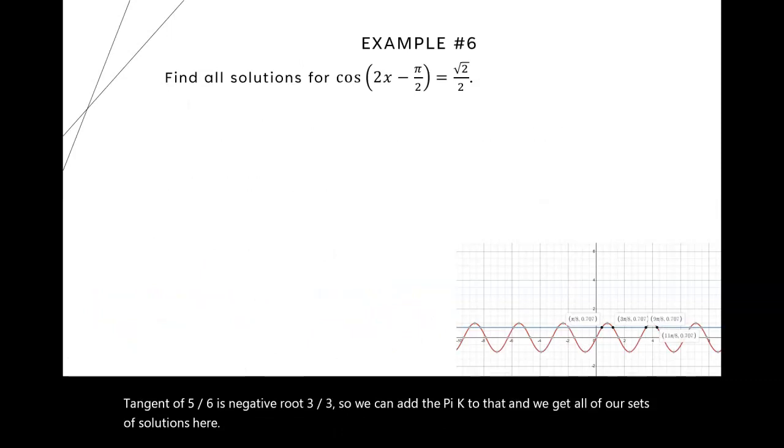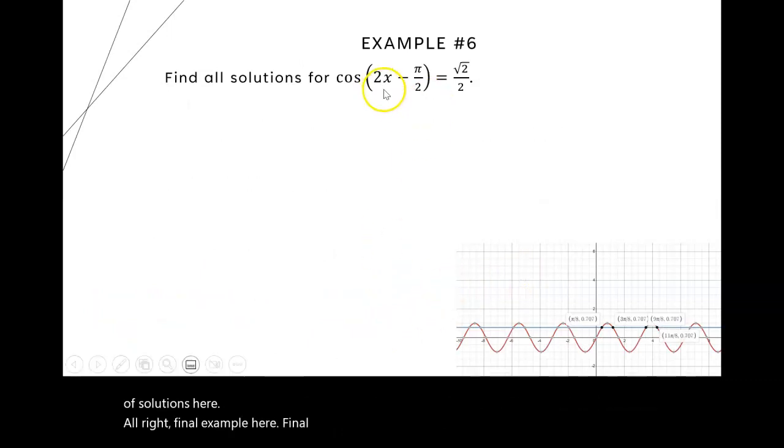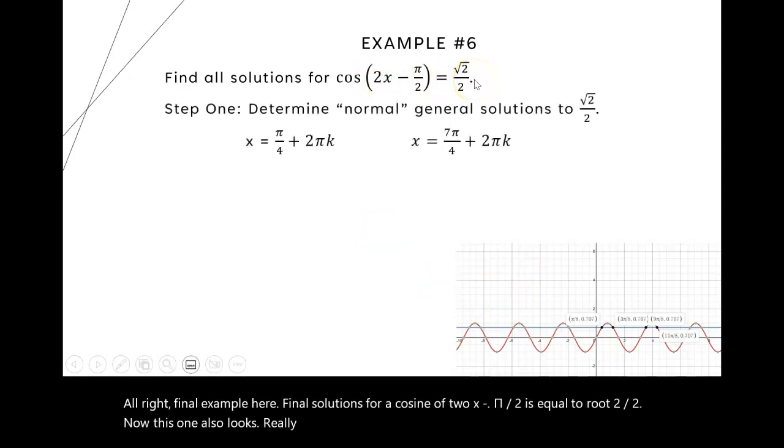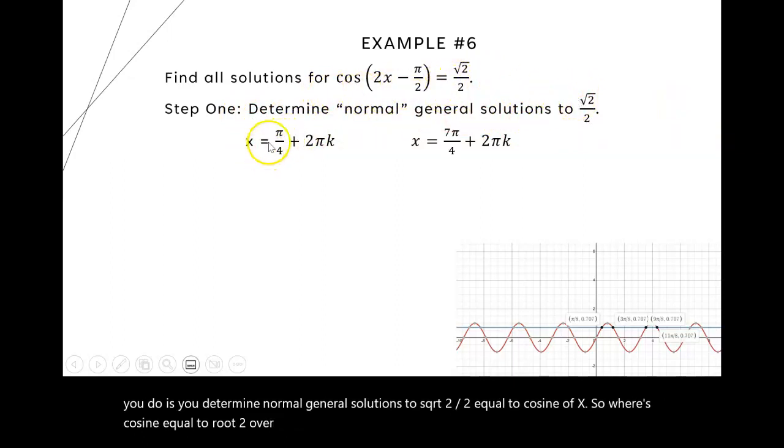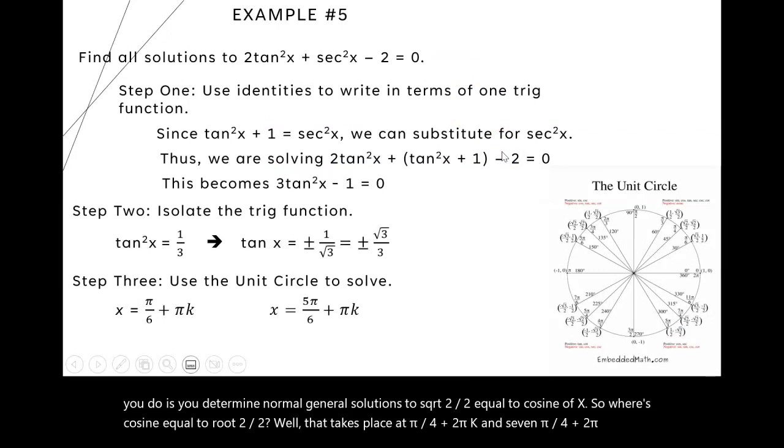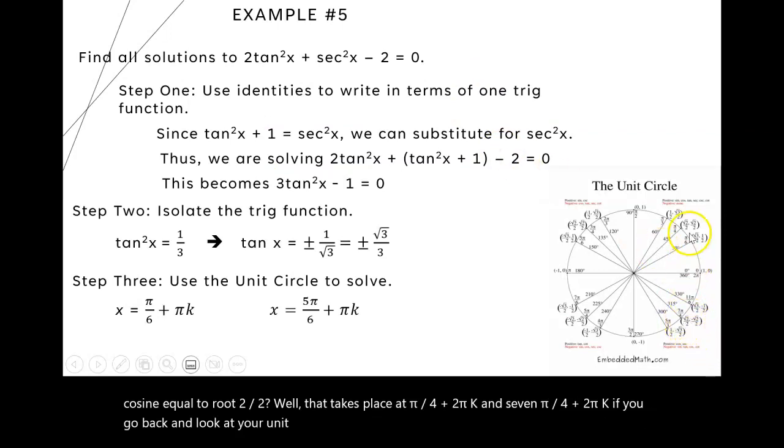All right, final example here. Find solutions for cosine of 2x minus pi over 2 is equal to root 2 over 2. Now this one also looks really complicated, but if you take it step by step, it's not bad. All you do is you determine the normal general solutions to square root of 2 over 2 equal to cosine of x. So where's cosine equal to root 2 over 2? Well, that takes place at pi over 4 plus 2 pi k and 7 pi over 4 plus 2 pi k. If you go back and look at your unit circle, that's where x is equal to root 2 over 2.